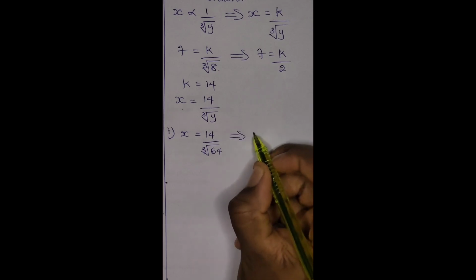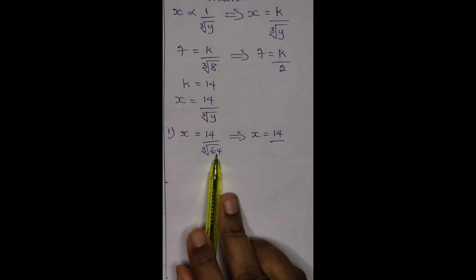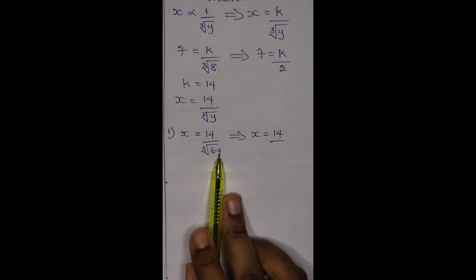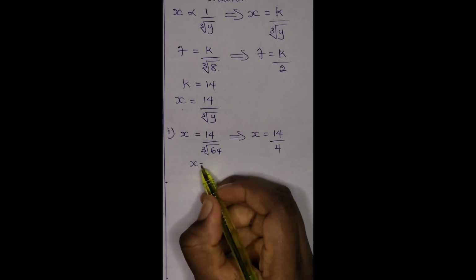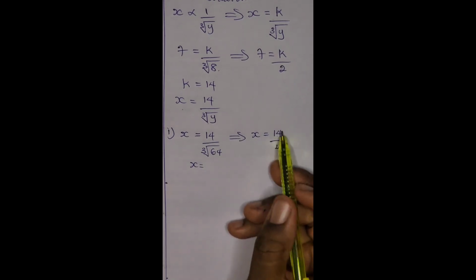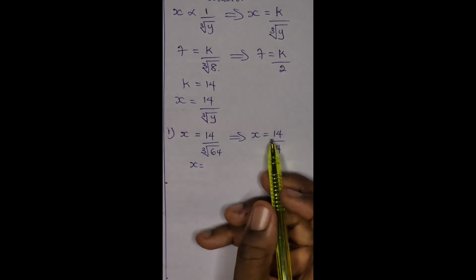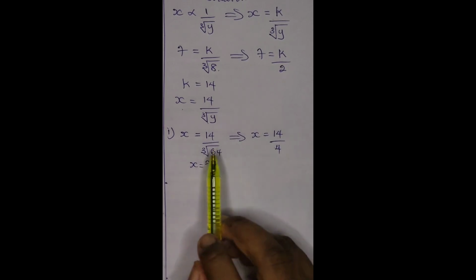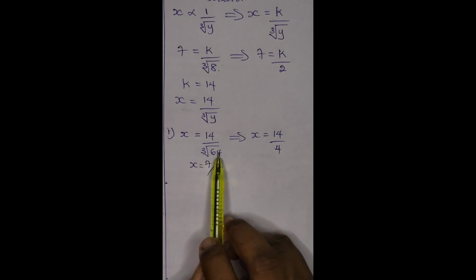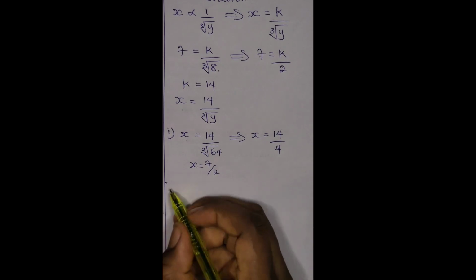So this implies that x is equal to 14 over the cube root of 64, which simply means which number will you multiply into 3 places to get 64, and that is 4. So x equal to, using 2 to divide both of them, 2 into 14 will give us 7 and 2 into 4 will give us 2. So when y is 64, x is 7 over 2.